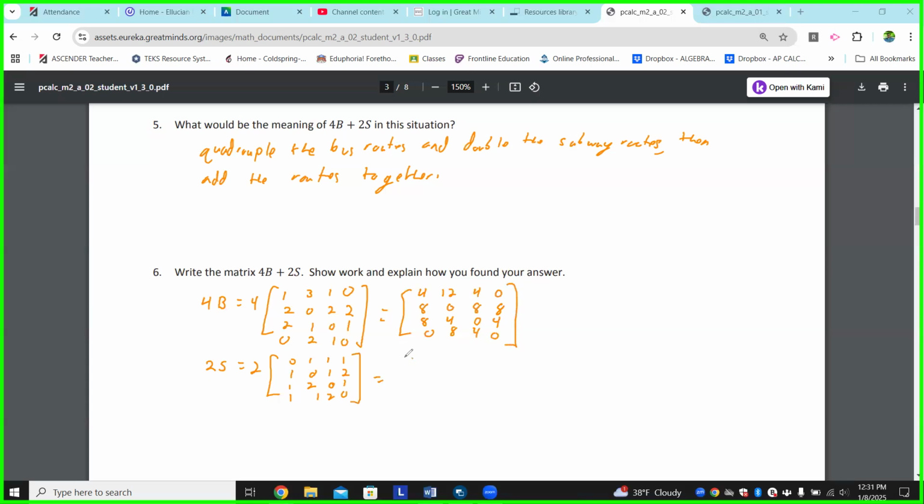After that point, you should have then for the subways gotten 0, 2, 2, 2, 2, 0, 2, 4, 2, 4, 0, 2, 2, 2, 4, 0. And then to add these both up, I'm just going to add each element up.